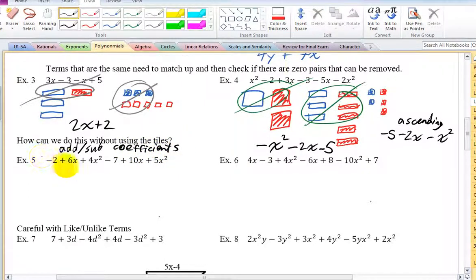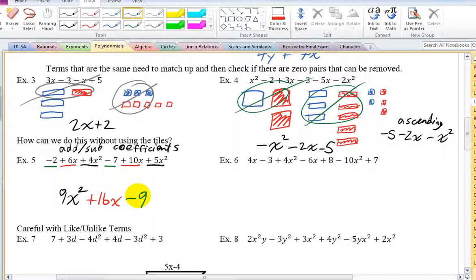So, let's start with our x squareds. There's plus 4, here's plus 5. Almost screwed that up. How many altogether? 4 and 5? 9x squareds. On our x's, here's plus 6, here's plus 10. How many altogether? And the last one, we have a negative 2 and negative 7. Negative 9. We just put them together.